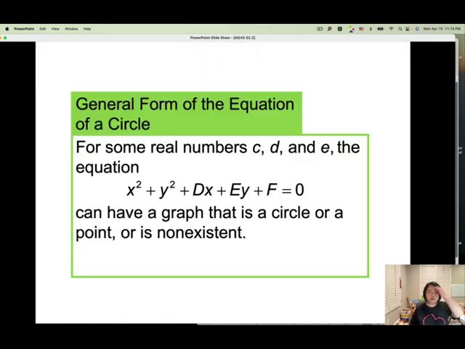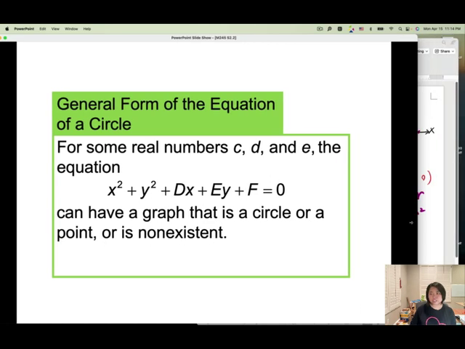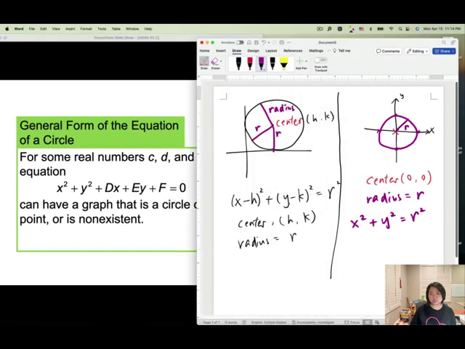Okay, general form of the equation of the circle. For some real numbers d, e, and f, the equation x squared plus y squared plus dx plus ey plus f equal to 0 can have a graph that is a circle or a point, or is non-existent. Actually, this equation is exactly equal to this one. We just build it.